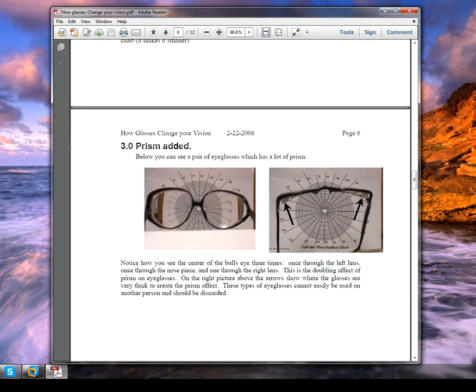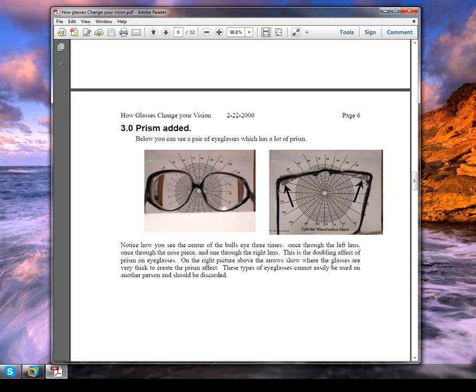Now prism glasses are used to correct the problem with the eyes where they're turning in, they're turning out, one eye's up, one eye's down, that type of problem. Here's a case where you have base out prism. You see how the edge of the glasses near the temple is much thicker than in the center. So base out prism, and this is for eyes that turn in.